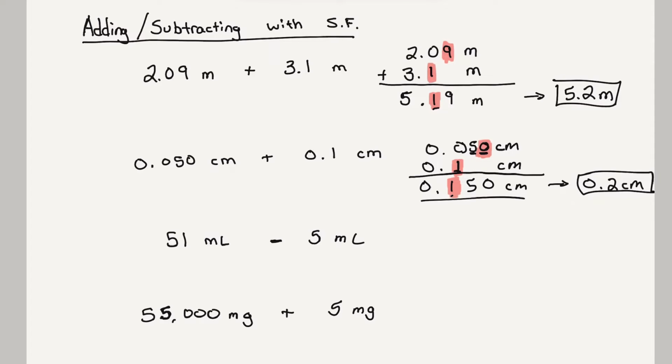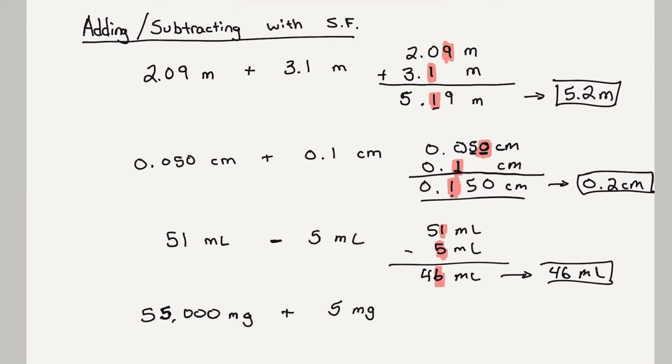Let's do a couple more. Here's 51 milliliters, and then I'm subtracting 5 milliliters from that. Okay, this one doesn't have a decimal point, and I intentionally did that on purpose. When you subtract that, you get 46 milliliters, like so. Now let's talk about precision. The last significant number is in the 1 spot. The last significant number here is in the 1 spot. Therefore, it's going to round to the 1 spot right here. Therefore, it is okay to record this as 46 milliliters, like so.